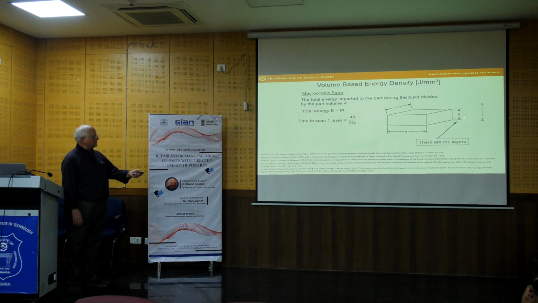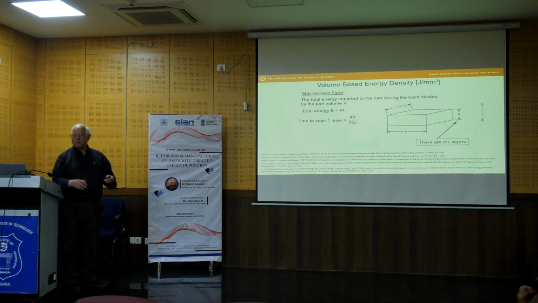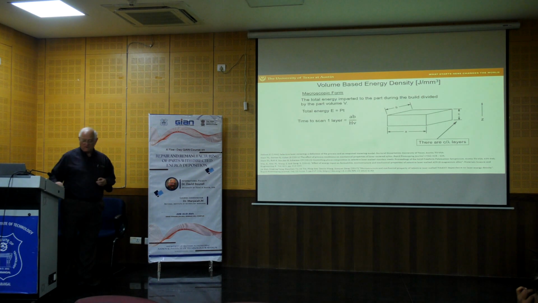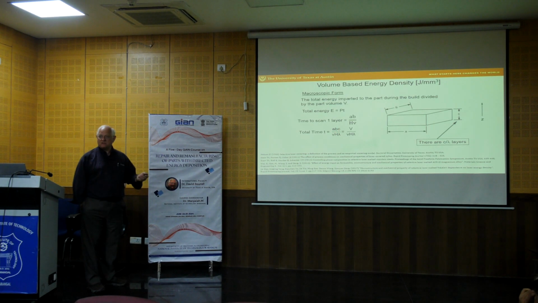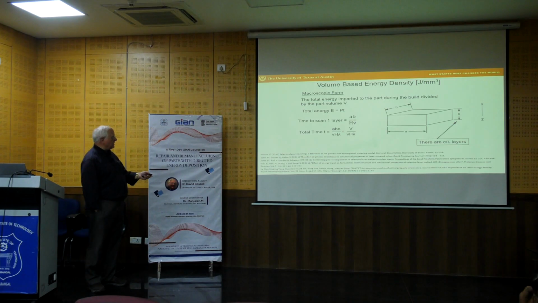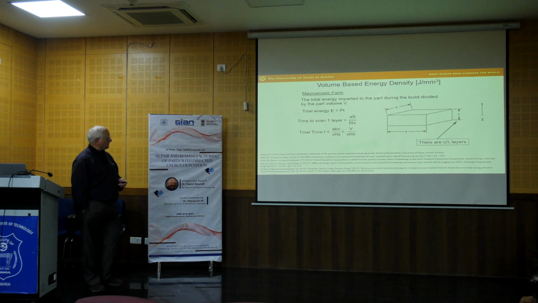The total build height here is C, and if the layer thickness is lambda, then C over lambda will be the number of layers that we need. So armed with this, the total time required is simply the time to scan one layer, AB over HV, multiplied by C over lambda, the number of layers. So I wind up with ABC over V H lambda, which gives me the volume divided by the scan speed, the hatch spacing, and the layer thickness.